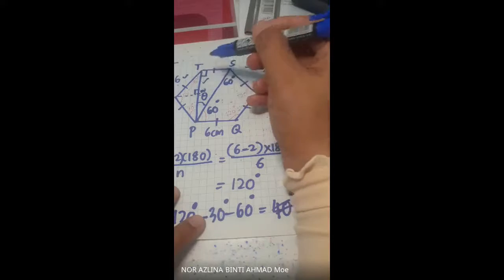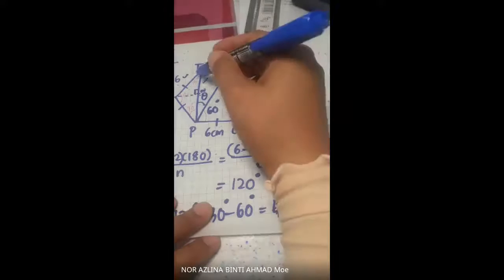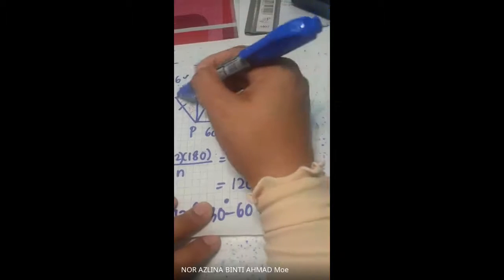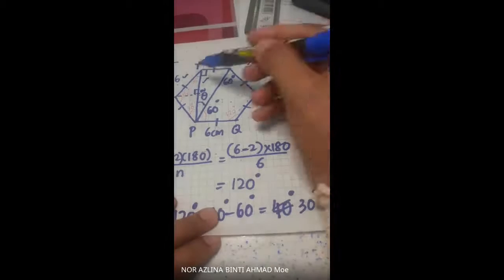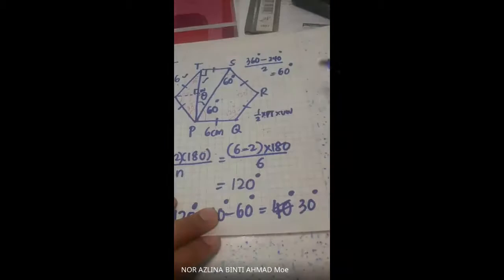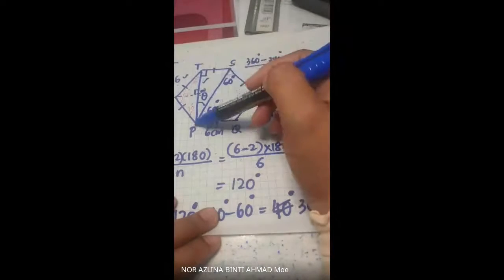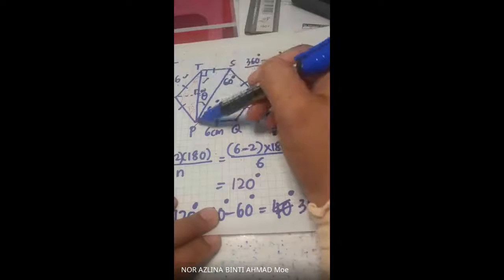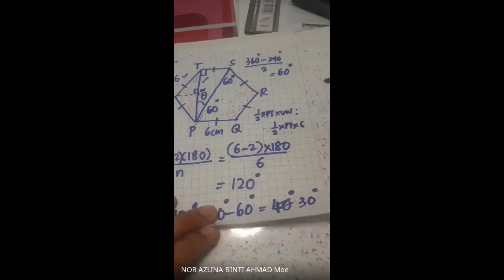So 1 over 2 multiply PT, the base, multiply UW. That is the area of the triangle PTU. Next, this is ratio 2, 1 over 2 multiply triangle PTS. So 1 over 2 times height, the height is PT, multiply base TS 6. So you count, then you write in ratio.